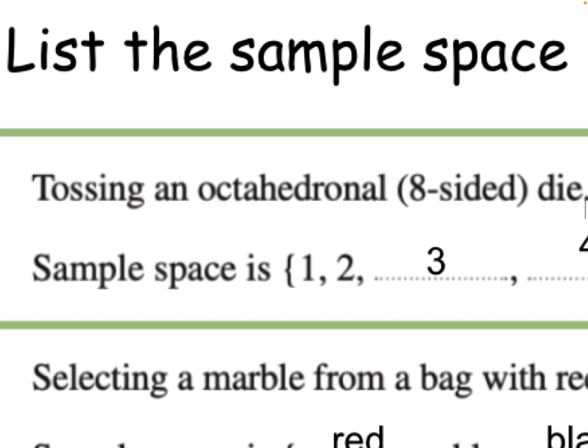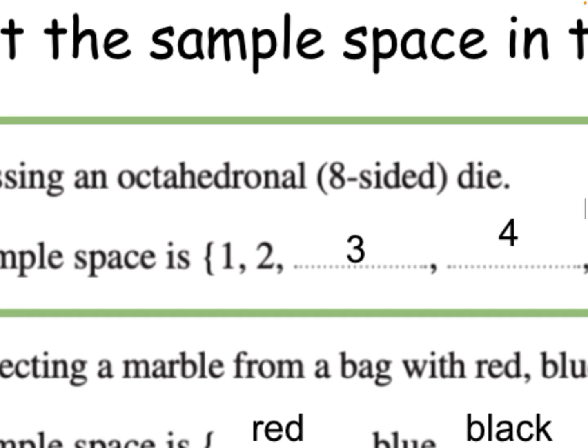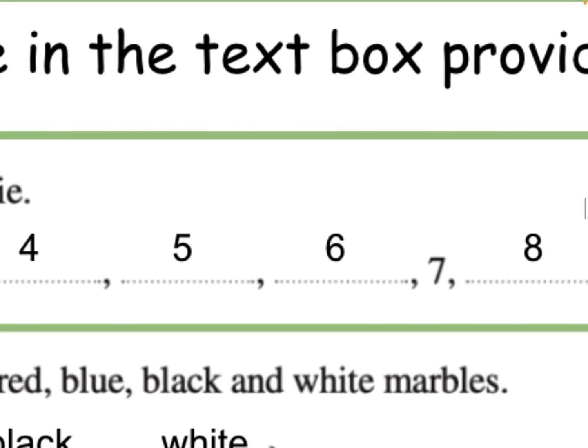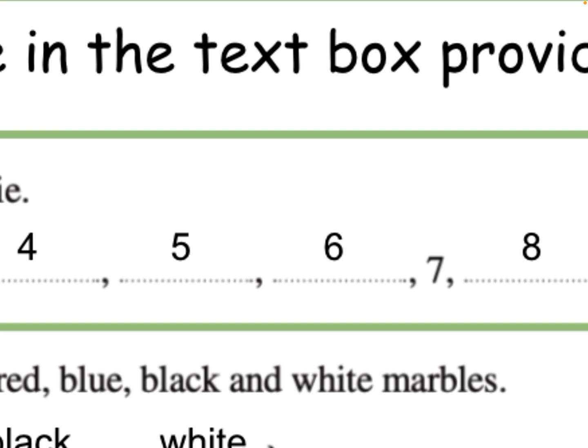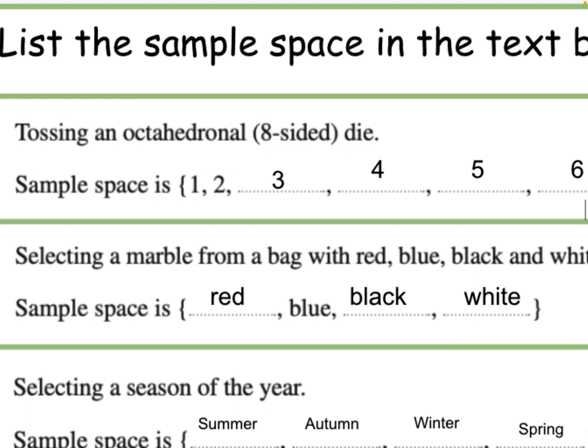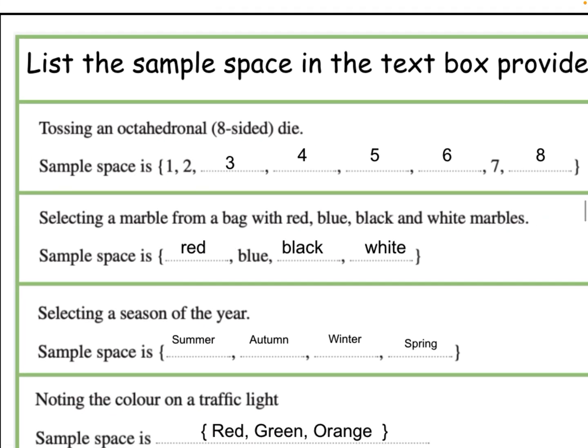So the first one says tossing an octahedral 8-sided die. So you don't have a 6-sided die this time, you have an 8-sided die. So that means you're going to have numbers 1, 2, that's already there, 3, 4, 5, 6, 7's already there, and you're going to also have an 8. So there are all the possible answers you could get. Here, selecting a marble from a bag with red, blue, black and white marbles. So your answer is going to be red, blue's already there, black and white.